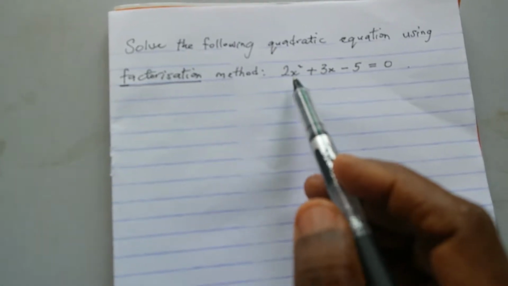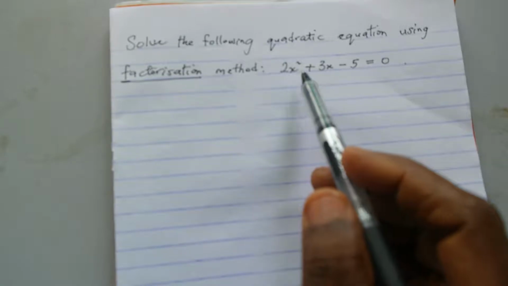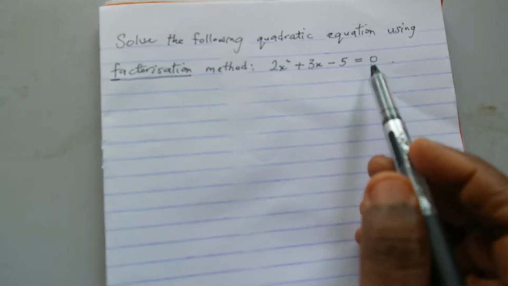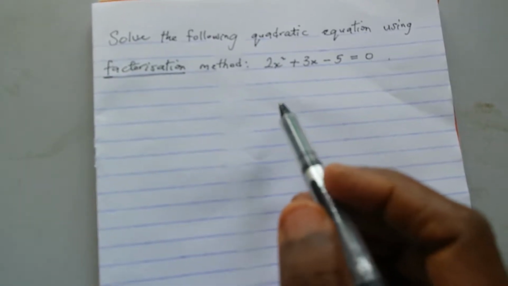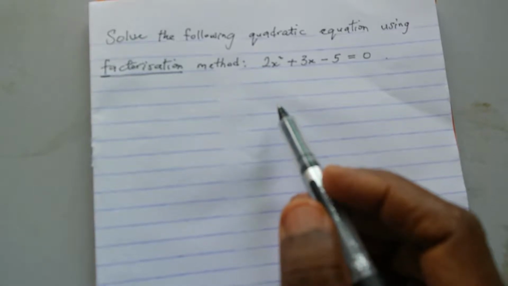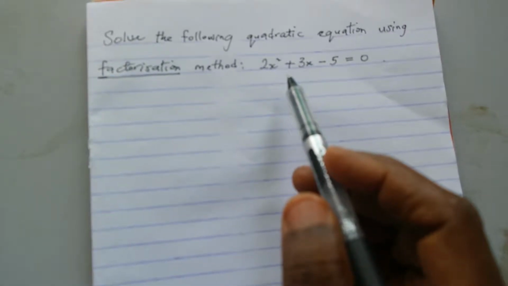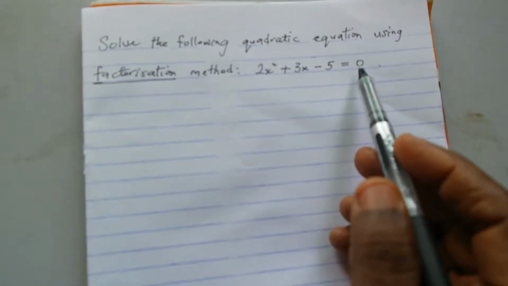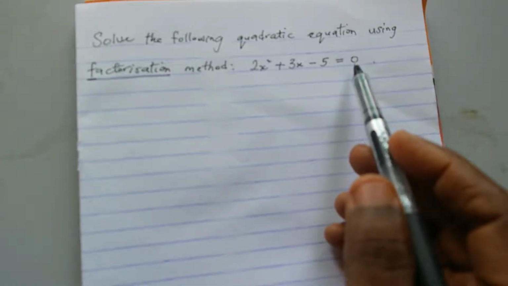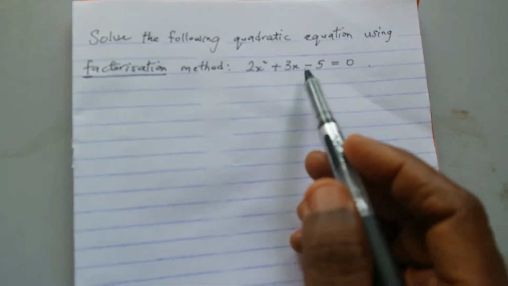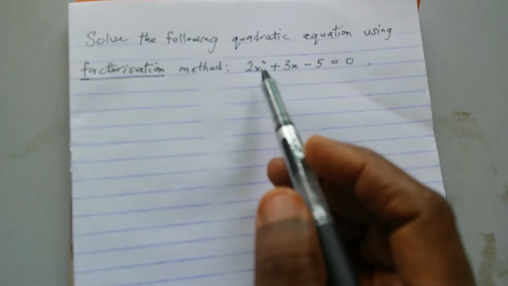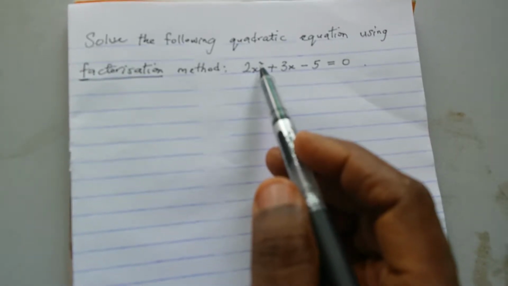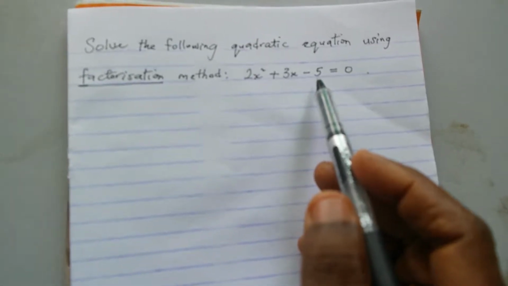So the equation we have is 2x squared plus 3x minus 5 is equal to 0. Now, first and foremost, we have to ensure that the quadratic equation is well arranged. On the right hand side, we must have 0 there. Then on the left hand side, the first term must be the term with the highest power, which is x raised to power 2, and the last term is the constant.